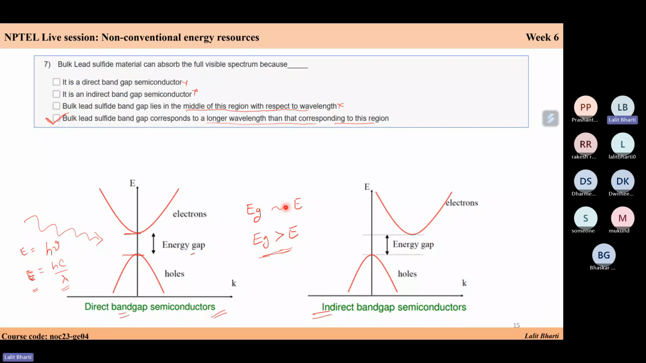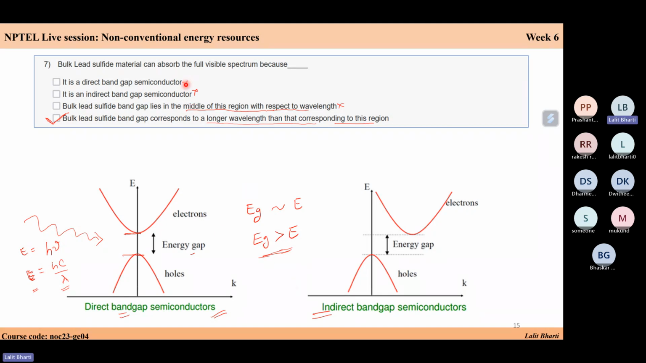We already talked about direct band gap semiconductors and indirect band gap semiconductors. What are the advantages? Why are most materials for solar cells made up of a particular band gap semiconductor? So let us take this question again. Bulk lead sulfide material can absorb the full visible spectrum because it is a direct band gap semiconductor or it is an indirect band gap semiconductor.